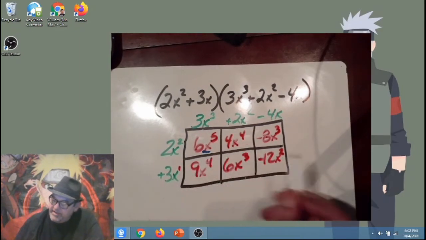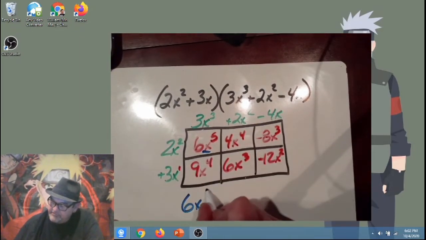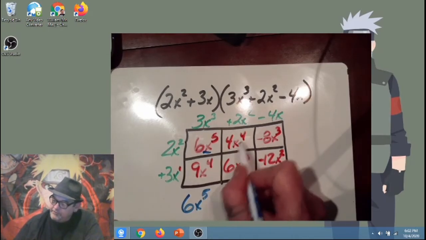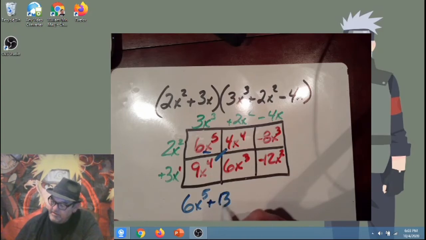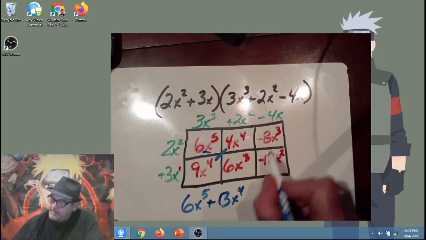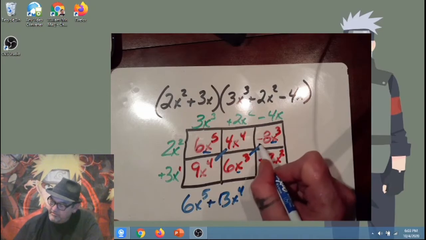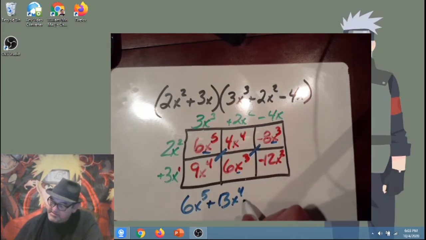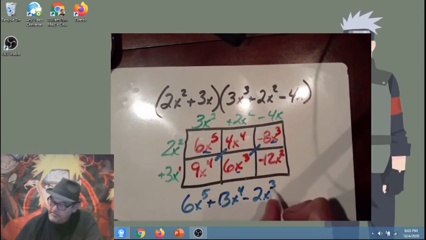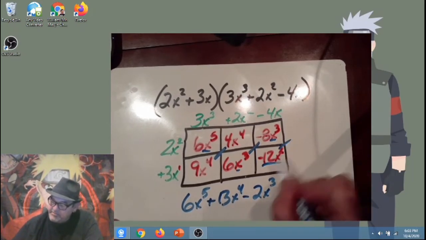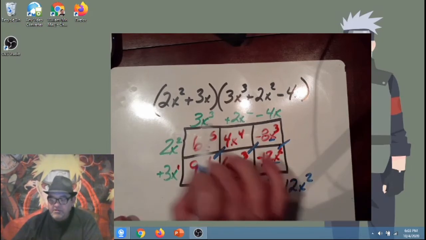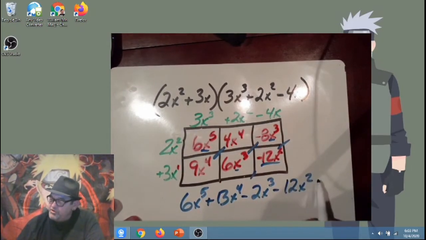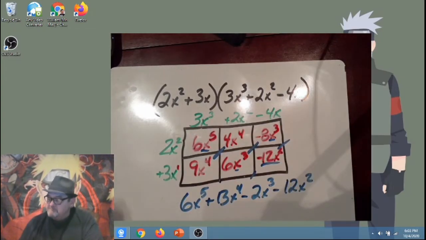So this is going to be my only x to the fifth, so that's 6x to the fifth. x to the fourths are here and here, right? They connect diagonally, so I got 9 and 4 is 13, and those are x to the fourths. x to the thirds are here and here, because they connect, so negative 8 plus 6 is negative 2x to the third. And then that's by itself, it doesn't connect with anything, negative 12x squared. So still binomial times a trinomial. There were just no regular numbers. They were all variables with exponents, and that's fine.